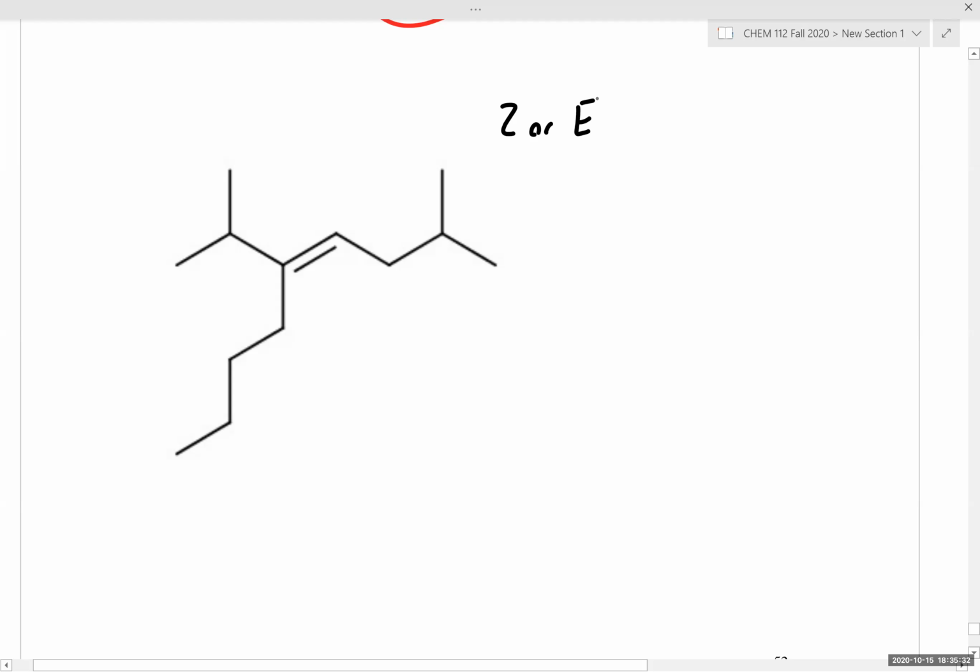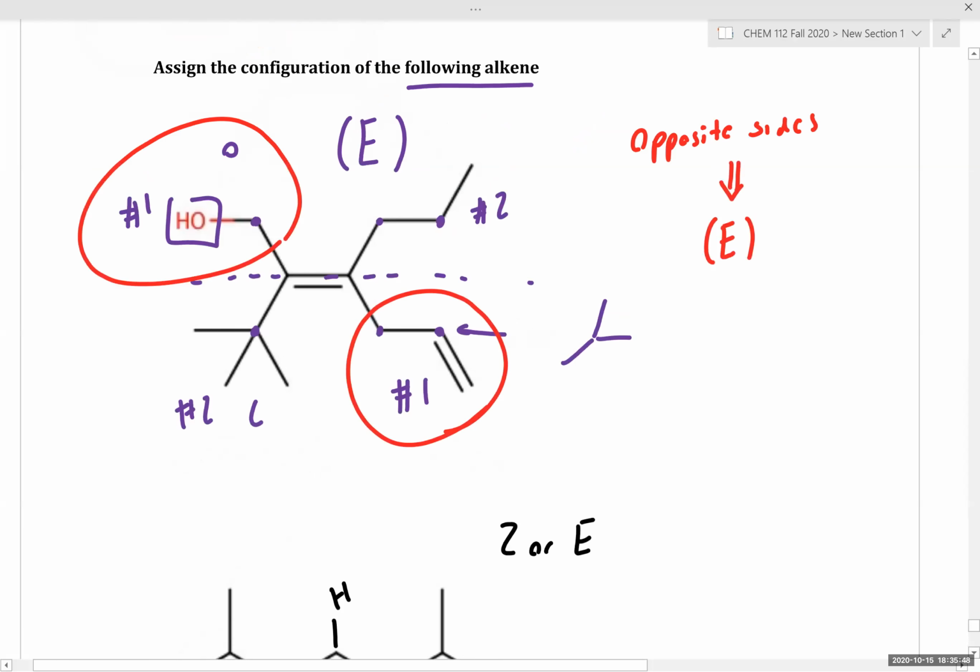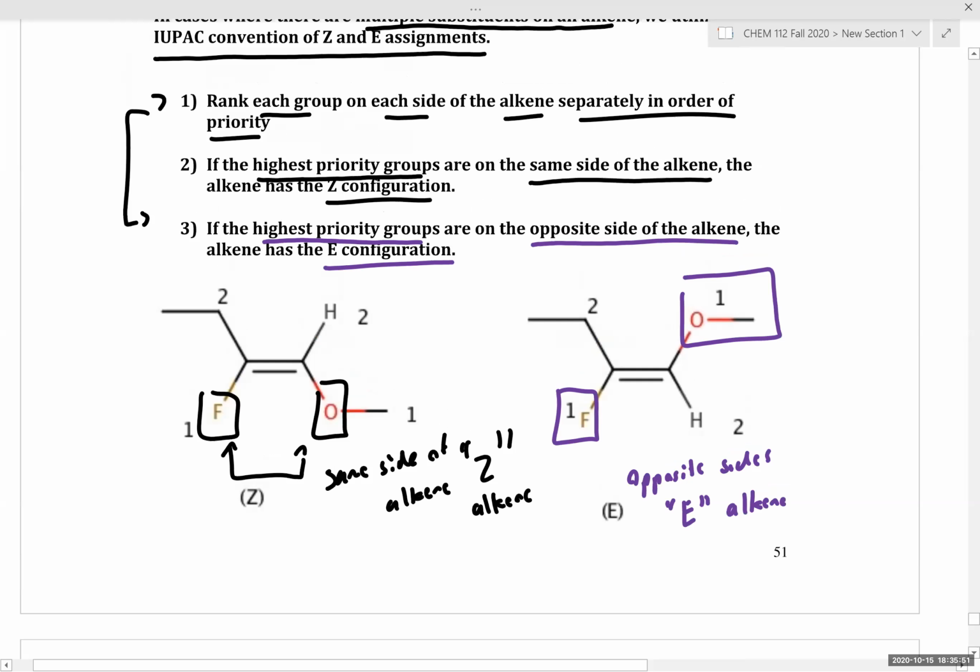So just as a refresher, if your high priority groups are on the same side of the alkene, then it would be considered Z. If they're on opposite sides, we have an E alkene. So just as a refresher for our priority assignments, we rank each group on each side of the alkene in order of highest to lowest priority. If the highest priority groups are on the same side of our alkene, then it would be considered Z. If they're on opposite sides of the alkene, they would be considered E.